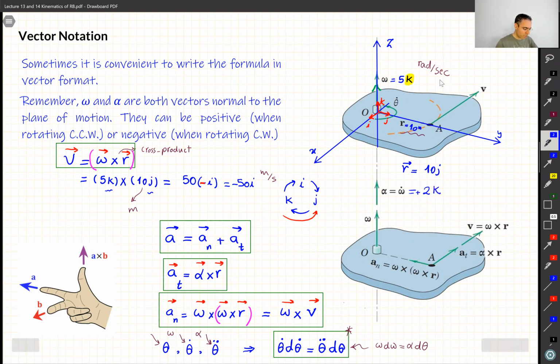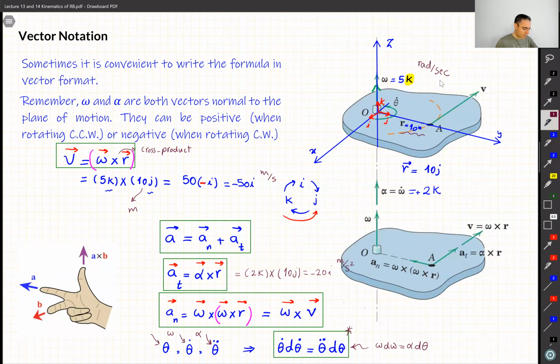Then if I want to calculate, let's say, AT, then simply AT is going to be 2k cross r, which we said is 10j. Using the vector notation, k multiplied by j gives me minus i, so it is minus 20i. And the unit for AT is going to be meters per second squared.